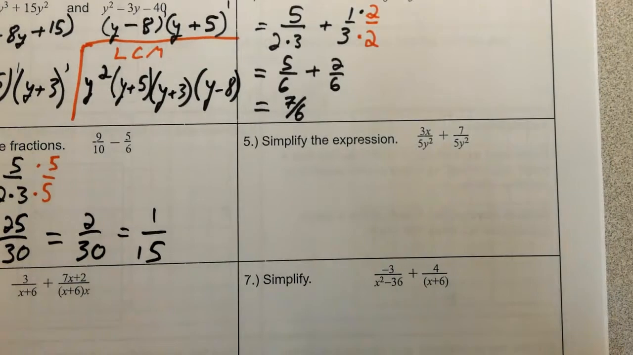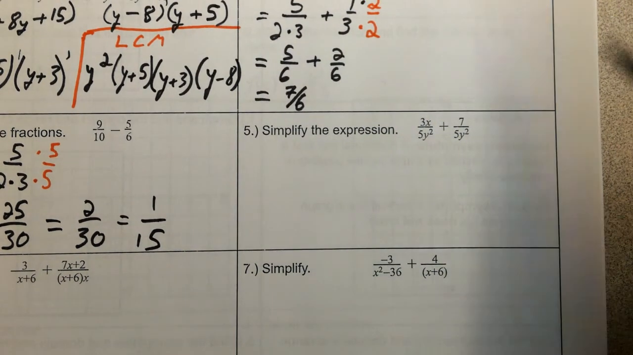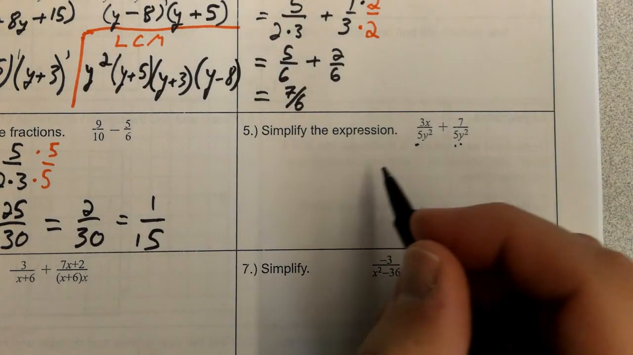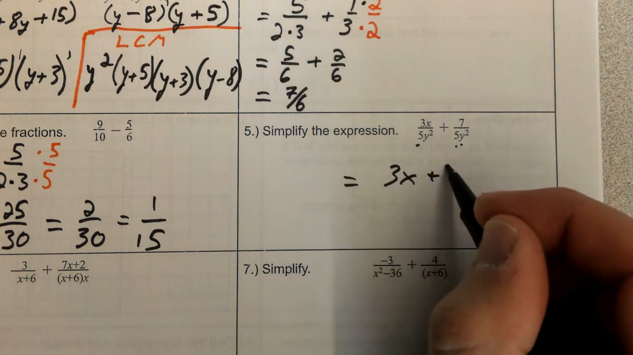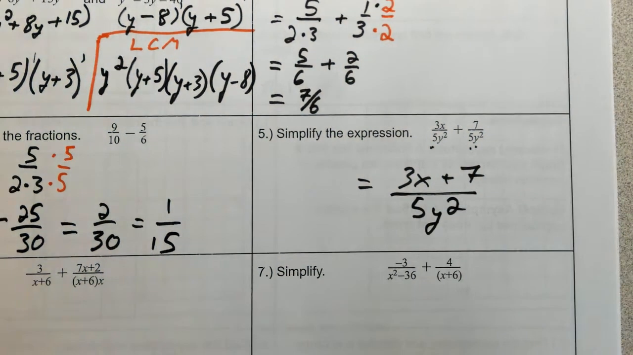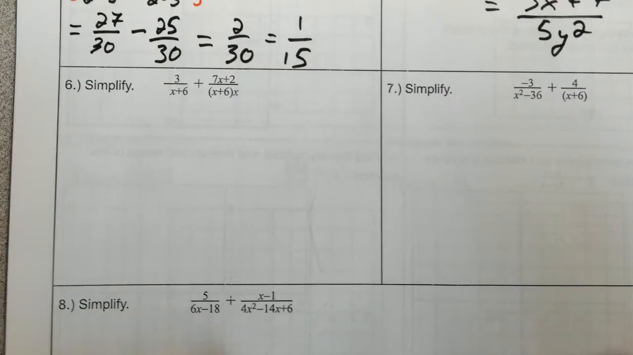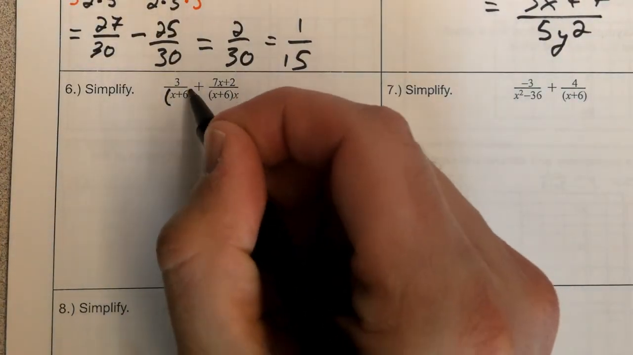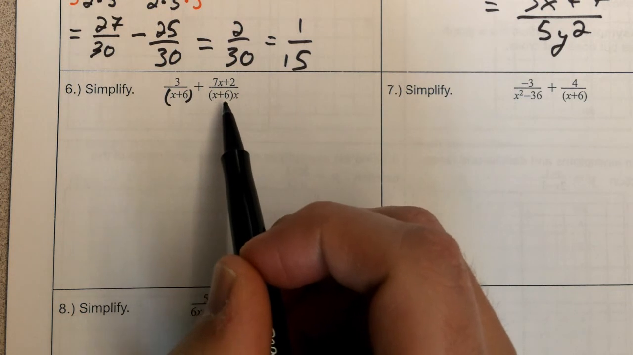Now let's level this up into polynomial expressions now. So here I have common denominators already, so I can just add the expressions. This will just be 3x plus 7 over 5y squared. Nothing else to do there. In this one, I don't have common denominators. I notice that there's a factor of x plus 6 here, but there's a factor of x in this one.